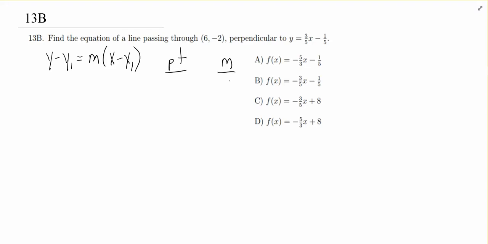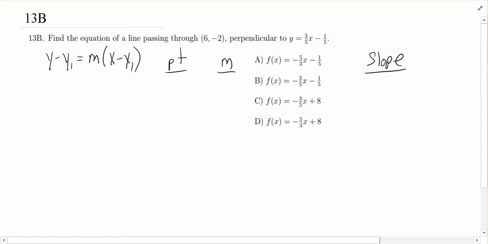Now, with this being multiple choice, things can be a little bit easier. Let's start off down the road that we would normally go by talking about the slope. The piece of information about the slope in this problem is that we're perpendicular to the line y equals 3/5 x minus 1/5. That means we want to be perpendicular to the slope of 3/5. That's the slope of y equals 3/5 x minus 1/5.